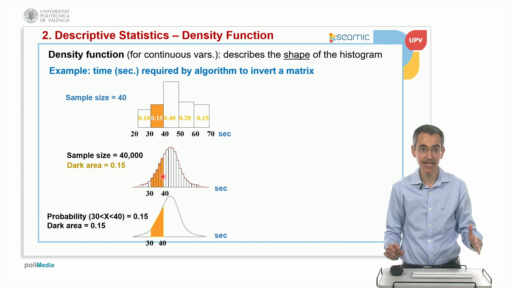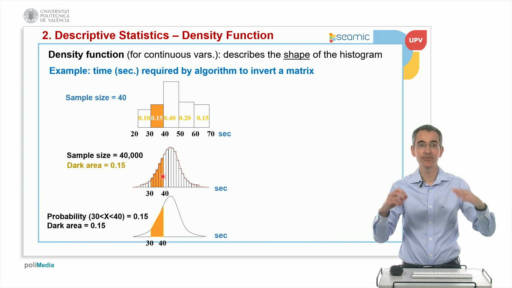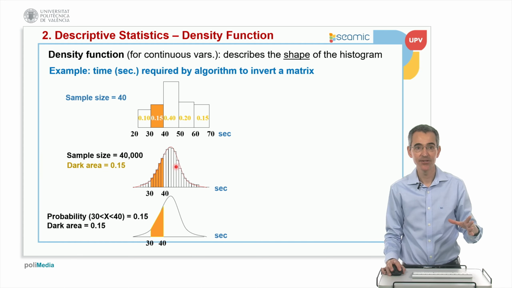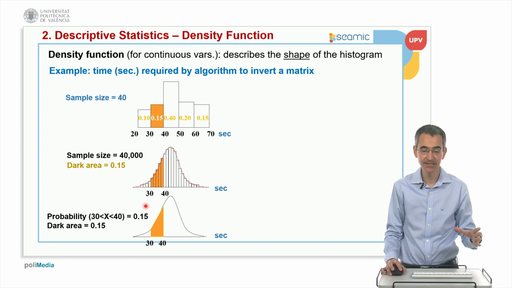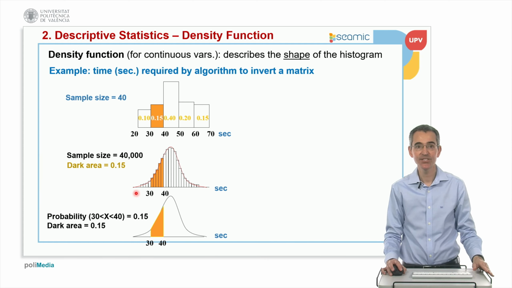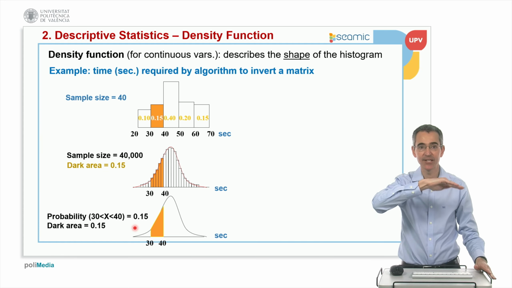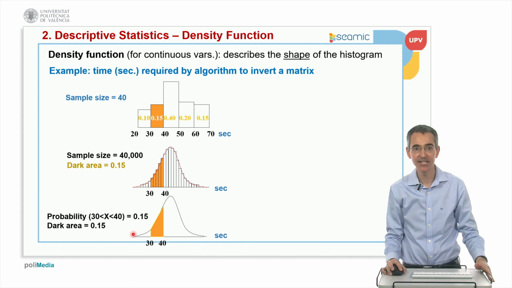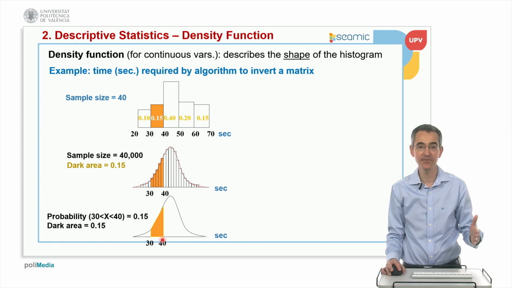Now, I imagine that instead of 40,000 values, I have infinite values. So the number of values tends to infinite. And then the shape of the histogram will tend to a very particular curve. The curve will be perfectly defined and will be more or less something like this. Then the area below the curve is 1, so the percentage of values between 30 and 40, again, will be 15%. So this is the density function.